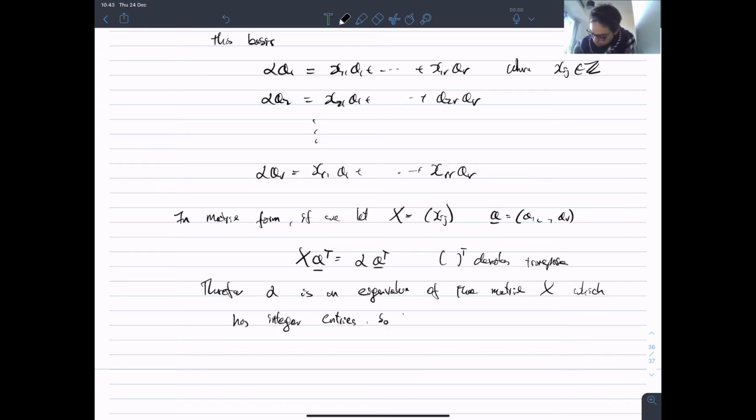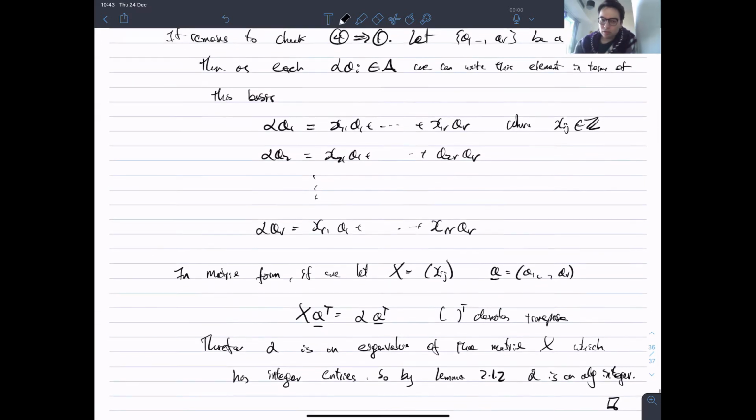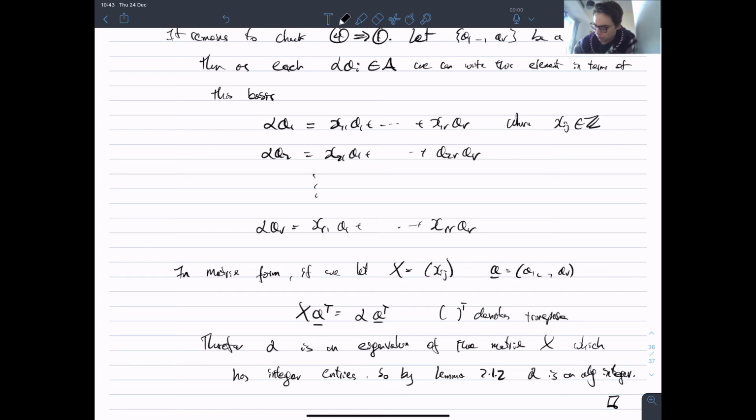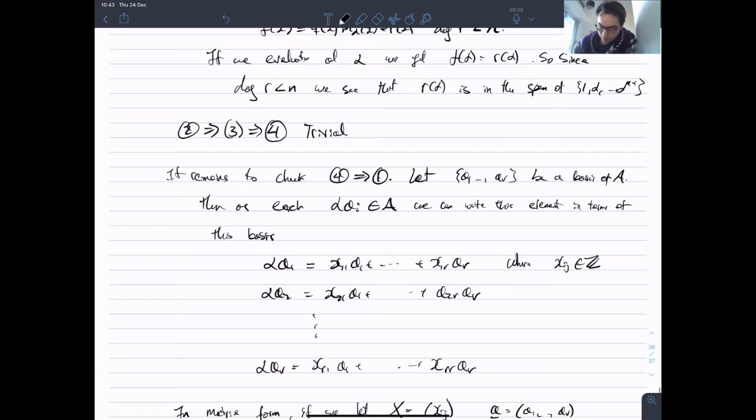So I give it this, so by Lemma 2.1.2, alpha is an algebraic integer. Done. Great. So this is a technical theorem, but it will be quite useful. It's the key to proving that these things form a ring. I think I've said that a million times already. Maybe I should stop.